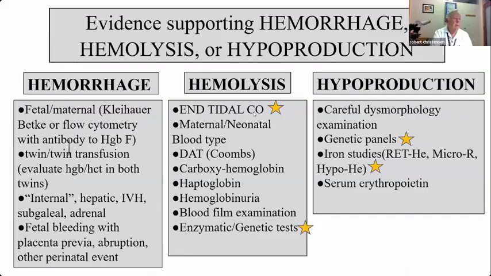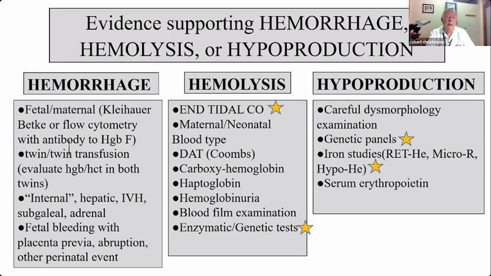Other ways that we can measure or assess hemolysis, of course, we've got maternal and neonatal blood types, Coombs test, carboxyhemoglobin, which is the same principle as end-tidal CO, but not quite as sensitive as end-tidal CO. Haptoglobin levels fall with hemolysis. Hemoglobin appears free in the urine with hemolysis. Blood film examinations give us some indication, and then looking for the exact mutations that cause some of our red cell cytoskeletal and enzymatic defects. Of course, we use enzymatic panels or genetic panels.